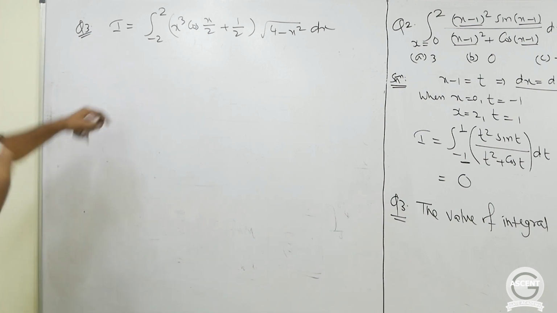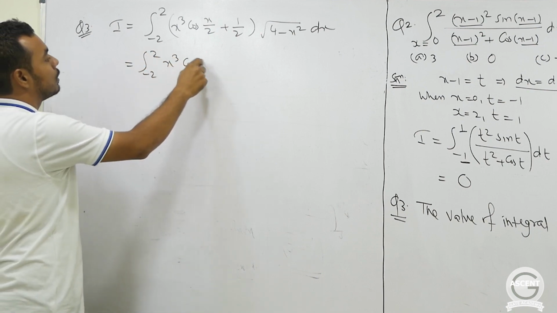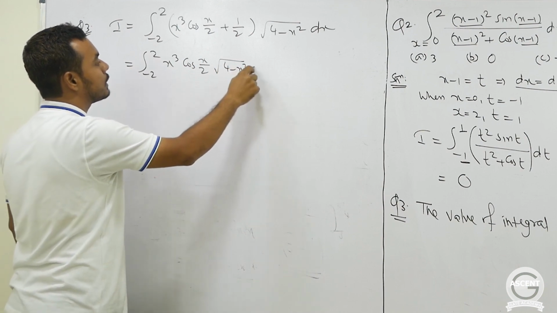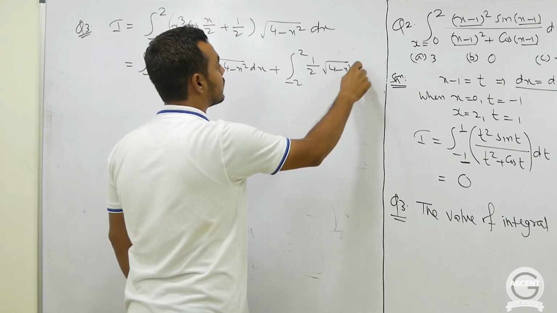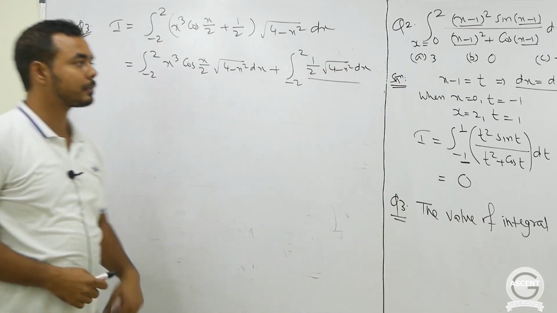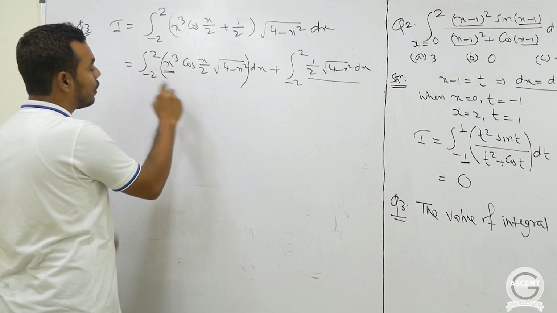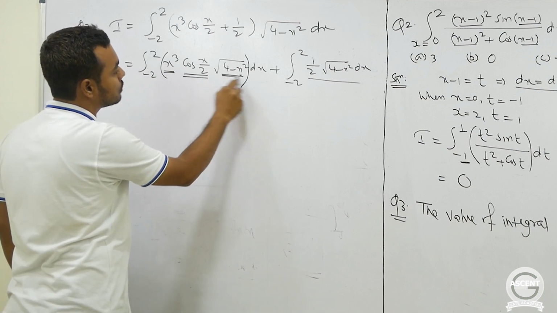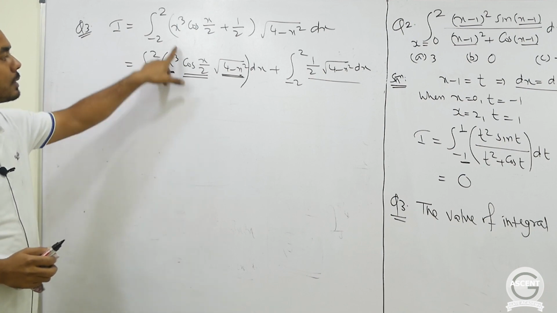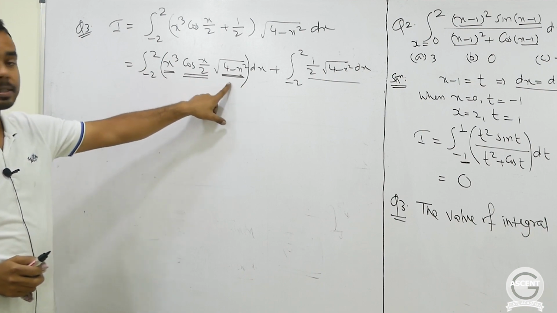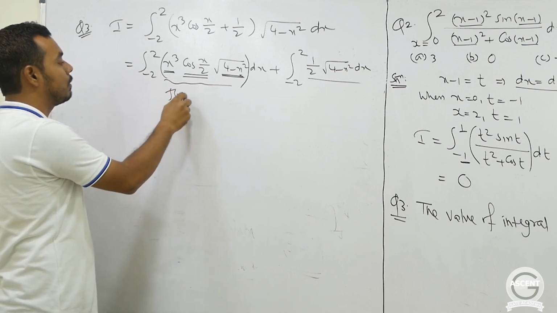So here you can write this integral as the integral from minus 2 to 2 of x cube cos x by 2 root over 4 minus x square dx, plus the integral from minus 2 to 2 of root over 4 minus x square dx, right? Now if you see this first function, x cube is an odd function, and the other factors have x square, so they are even functions. So if you replace x by minus x, you will get one minus sign and these two functions will remain the same. So this means this function is an odd function.